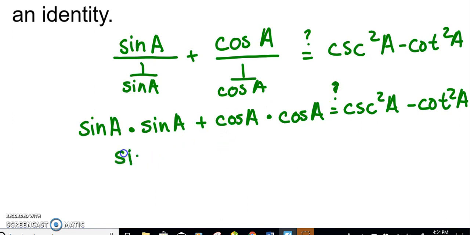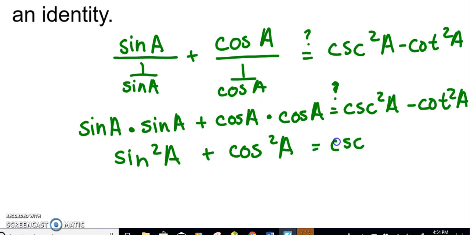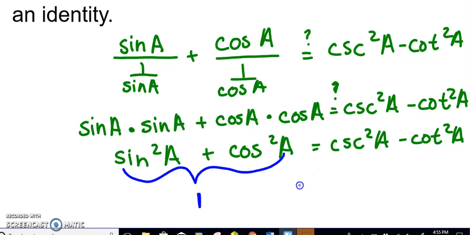Okay, so this is sine squared, because it means we have 2 sines, which means squared. And then we have 2 cosines, which means cosine squared. Okay, so we have that part. And then we know from our trig identity that sine squared plus cosine squared is 1. So this whole side right here is 1. We know that part.